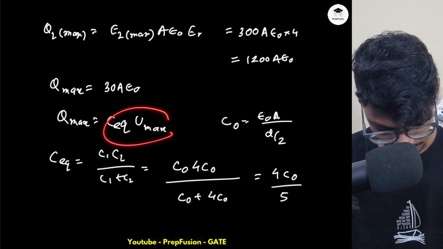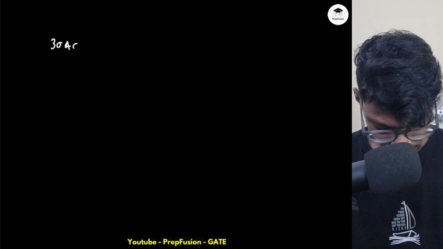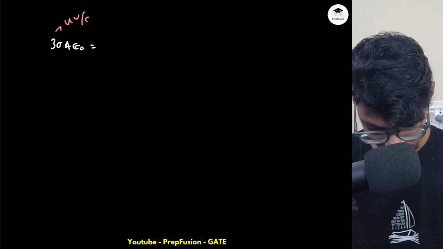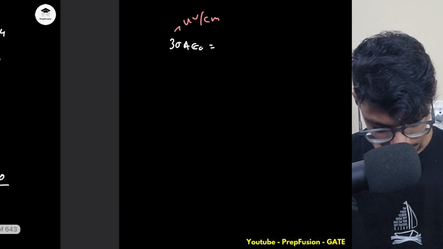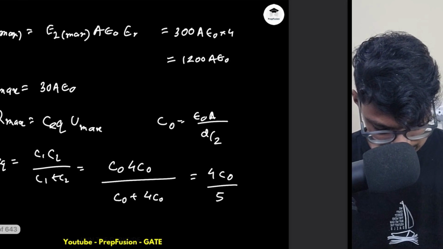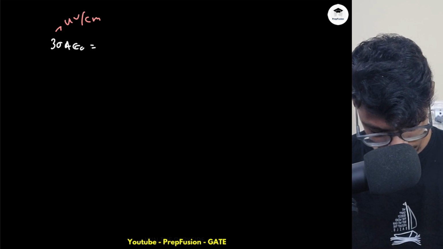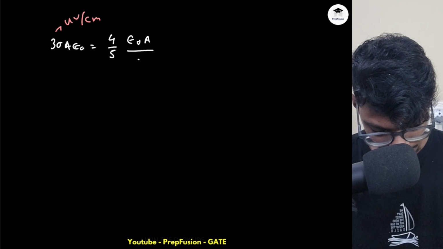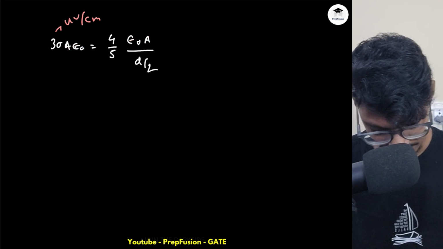This thing, which is Q max, is almost 30 A epsilon naught, equal to, remember that this is in kilovolt per centimeter. Remember this thing only, okay? This is the electric field. This will be equal to 4 by 5 C naught, and C naught is epsilon naught A by d by 2. So this epsilon naught A gets cancelled simply, they are in the same units.